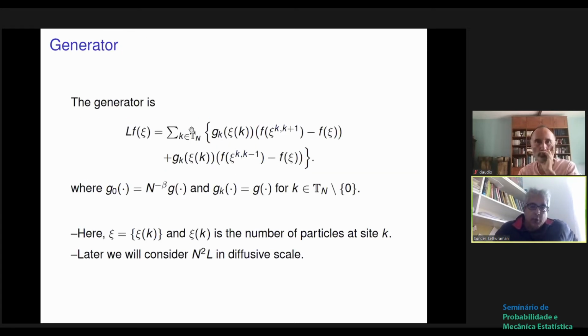Okay, so formally, the generator of the process can be written down in this way.